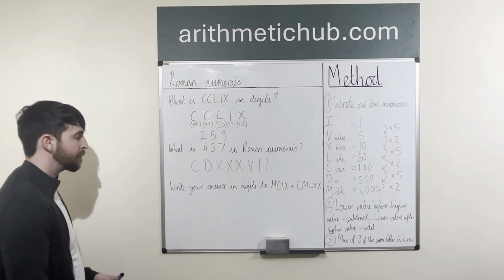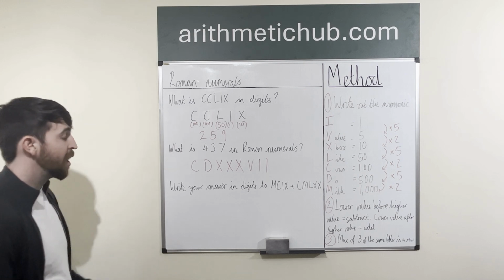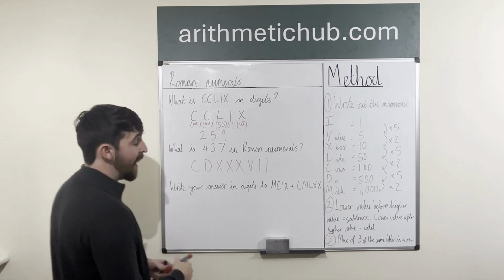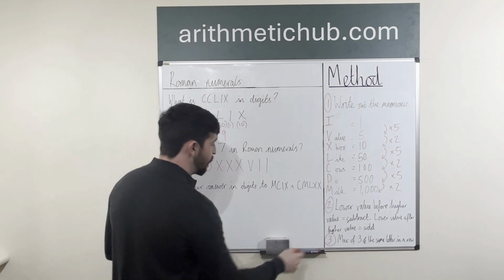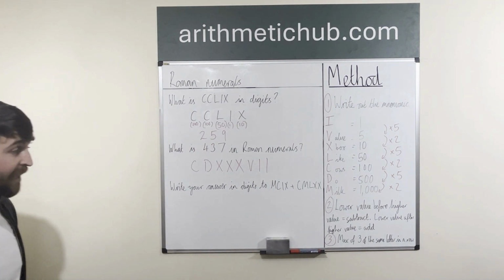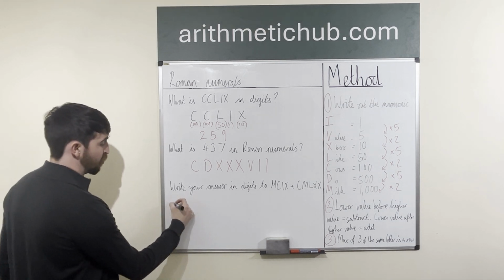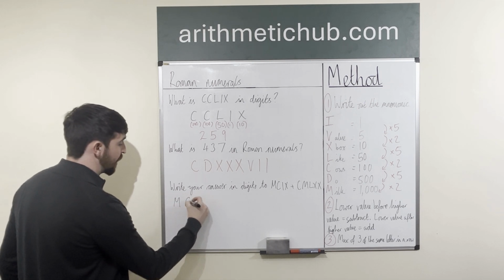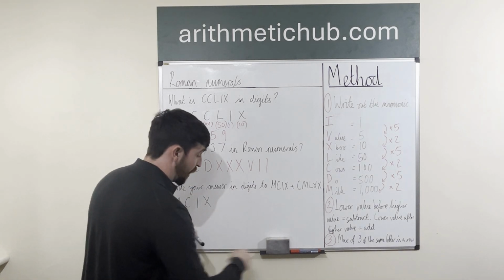Now, let's have a look at the really challenging one. So, this question here. Write your answer in digits to MCIX add CMLXX. First thing I'm going to do is convert these. So the Roman numerals are just the digits that we are used to, the numbers that we are used to. So I'm going to write MCIX. Underneath it, I'm going to work out what each one is.